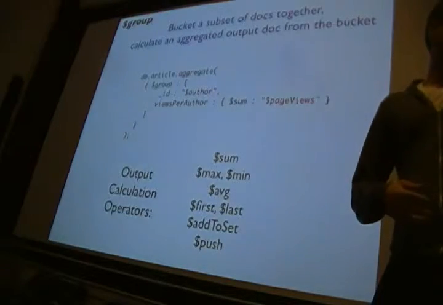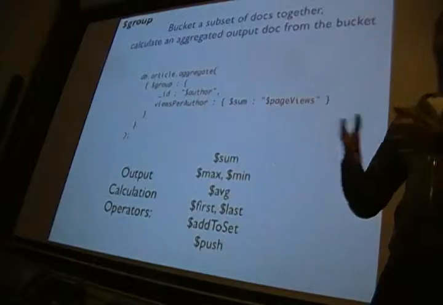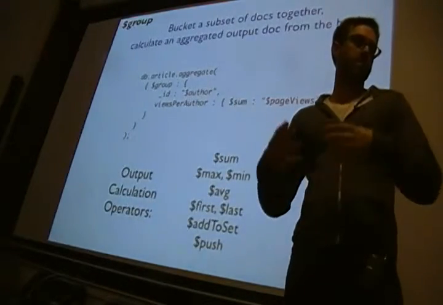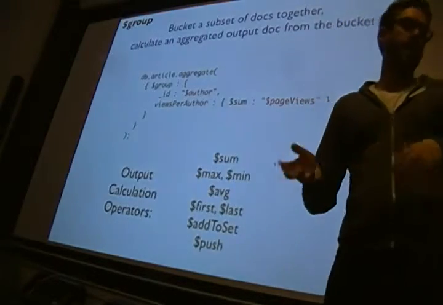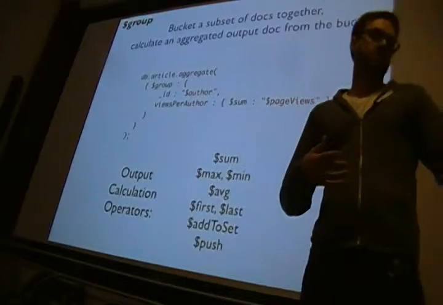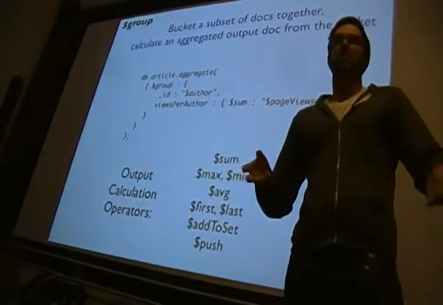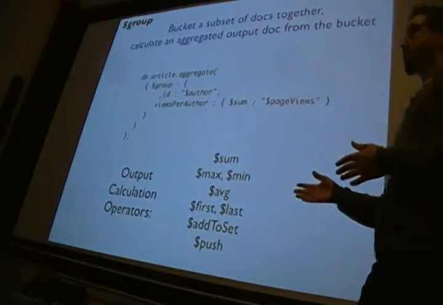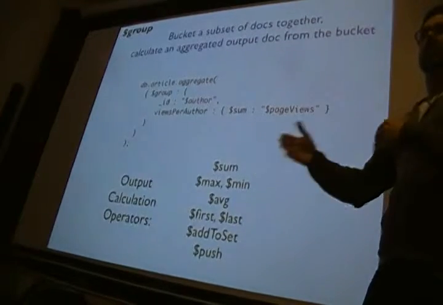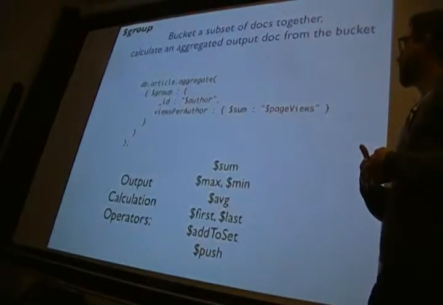So in this case, I'm giving it _ID author, meaning I want to group all these documents by author. And then I'm giving it a views per author field, which I'm just creating by adding it to this pipeline operator. Views per author is calculated by giving it $sum page views. So it's going to take the sum operator and apply it to the page views field and give me a sum for all the page views in that group of authors.